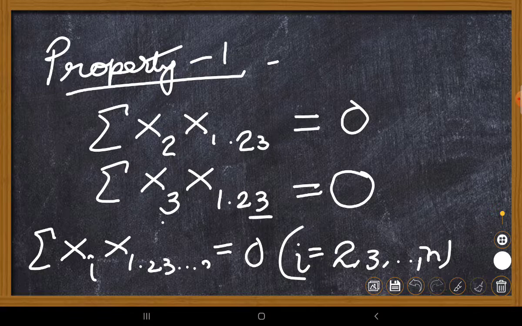The statement I'm not going to read out. I'm just going to show you in this simplified way, so that you can understand. Now let us move on to property number 2.